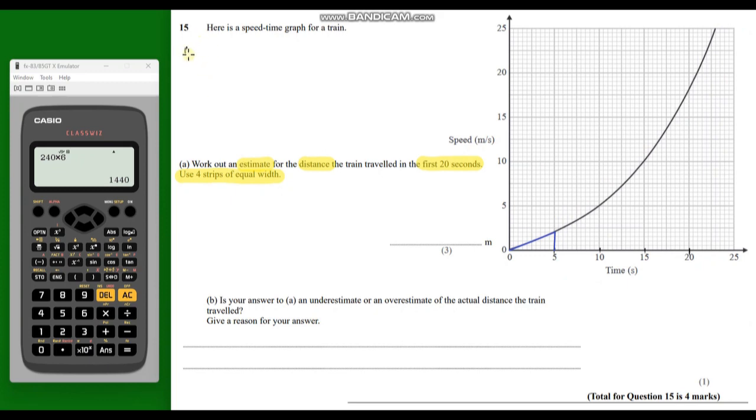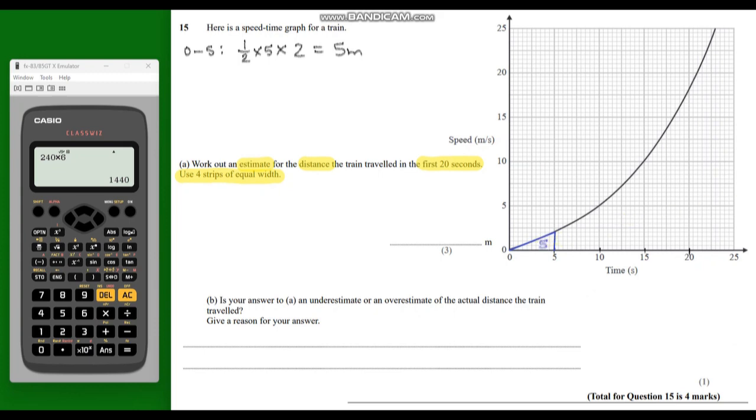So I'm just going to put 0 to 5 seconds. It's going to be a half times the base times the height. So a half times 5 times the height. Now we just need to work out what the height is. We've got 10 squares here and 5 meters per second, so each square will be 0.5 meters per second. So it's going to be 0.5, 1, 1.5, 2. So that's 2 meters per second. So times 2. I can do that in my head. 10 divided by 2 is 5. So that's going to be 5, and our units will be in meters. Let me just write it in here.